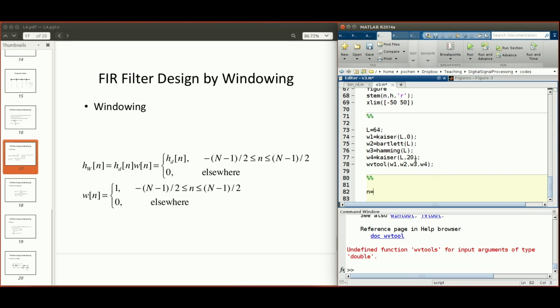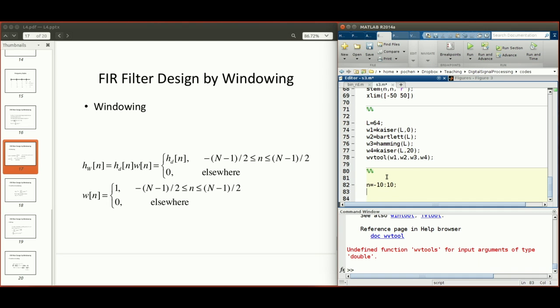n goes from -10 to +10, suppose some arbitrary range. And then our desired filter HD is supposed to be a sinc function, so sin(pi times n divided by 4), suppose, dot divide pi times n.